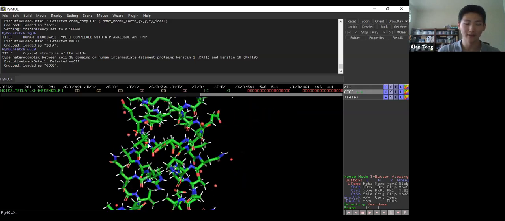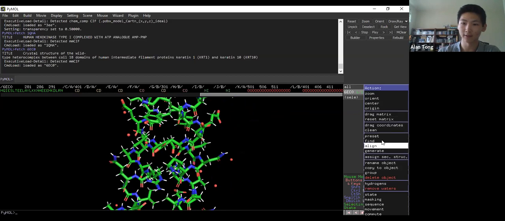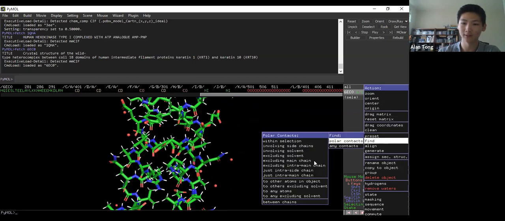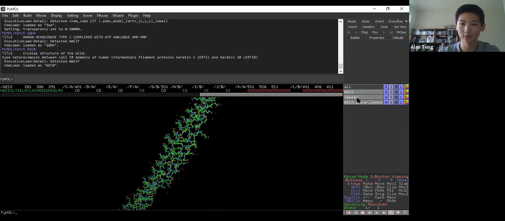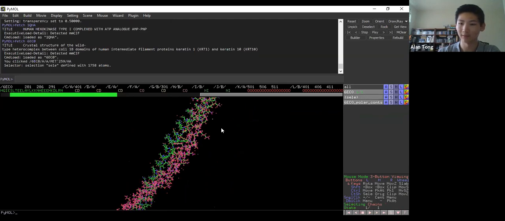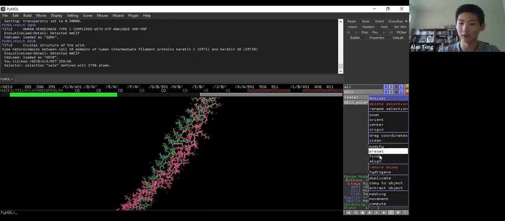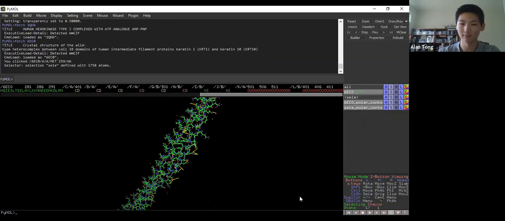Now we have alpha helices, right? And alpha helices are held together by hydrogen bonds. We can view those bonds by going to A, find, we can find polar contacts. This might take a while, honestly. Let's see, if we select this entire molecule, let's say I want to select this chain, and I want to find all of the hydrogen bonds.